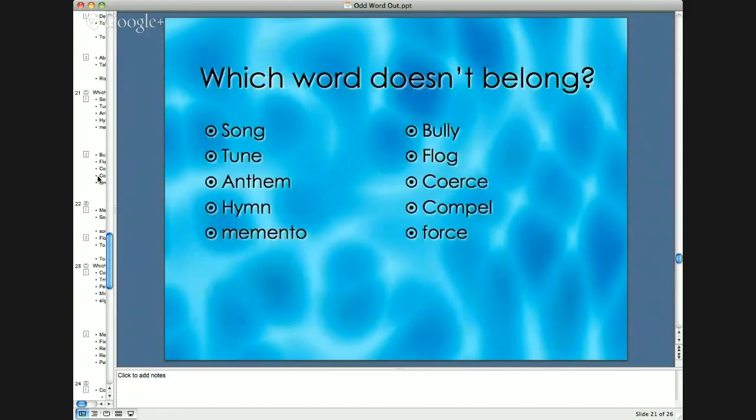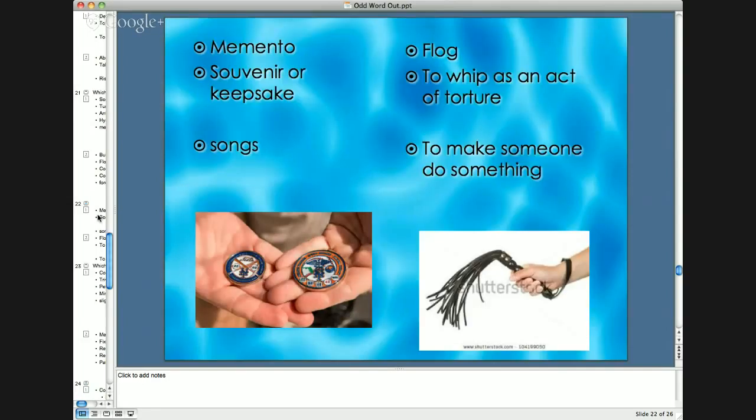What about the next one? Bully, flog, coerce, compel, force. Well, we don't like being bullied, right? This means someone's making us do something that we don't want to do. Similar to force. Don't force me to do that. Compel is to urge someone to do something, and the same with coerce. So the answer is flog. Flog is to whip as an act of torture. Oh, geez. So we see in the picture someone with a whip. The rest have to do with to make someone do something. Normally when they don't want to do it, but sometimes just convinced.